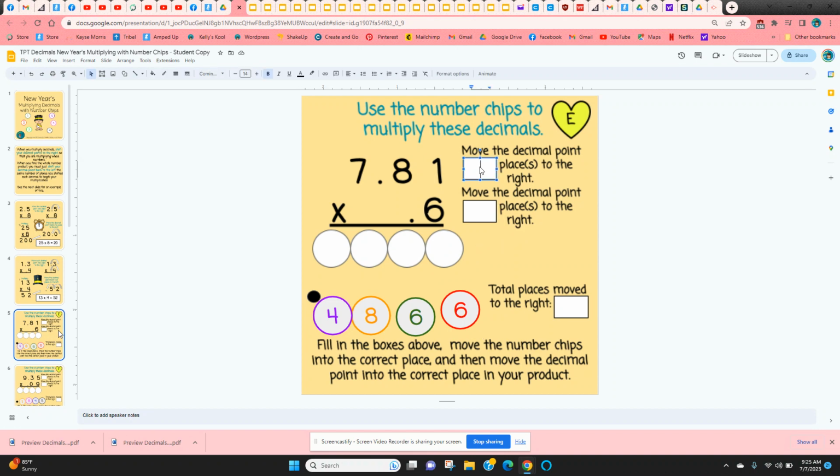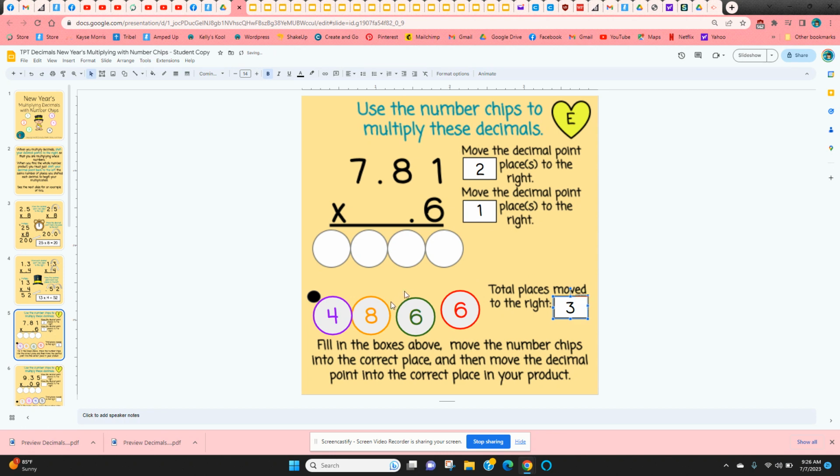So the first thing it asks them is to look at your first factor here. How many places are you moving the decimal point to the right? And that would be 2. Your second factor, you're moving the decimal point one place to the right. So that means a total of moving 3 places to the right.